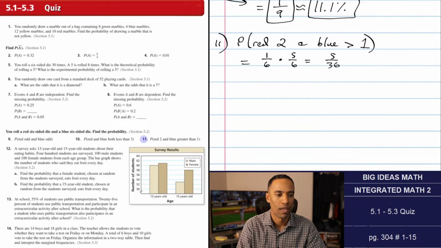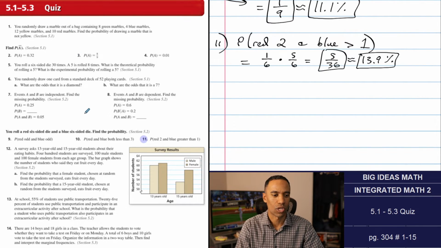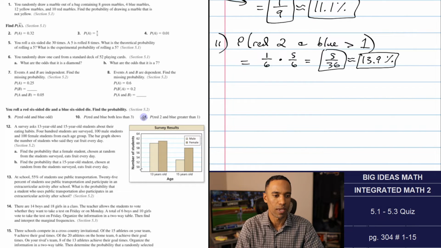So let's check it out. 5 divided by 36. 0.138 repeating, so around 13.9%. There you have it. 4 more questions, so hopefully this thing kind of stays at this speed. It looks like it will not.